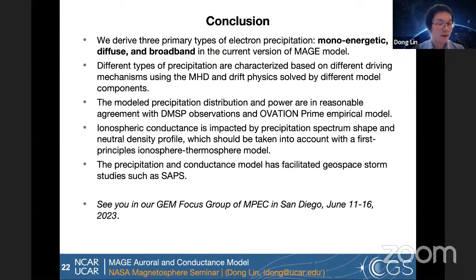And lastly, as some of you know, I'm a co-chair for this GEM focus group on magnetospheric precipitation and their effects in the MIT coupling. So we welcome you to join our focus group in San Diego this June at GEM.